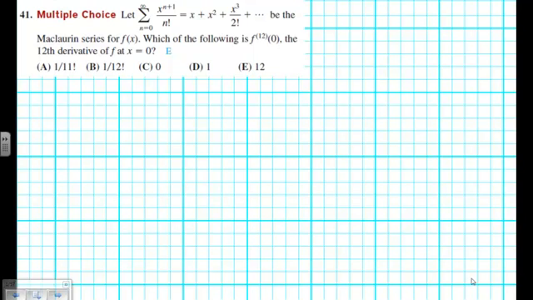We know that if we continue this series out, we're going to get something that looks like x to the 12th, x to the 13th, divided by 11 factorial. That's the 12th order, but that's not the 12th non-zero term.